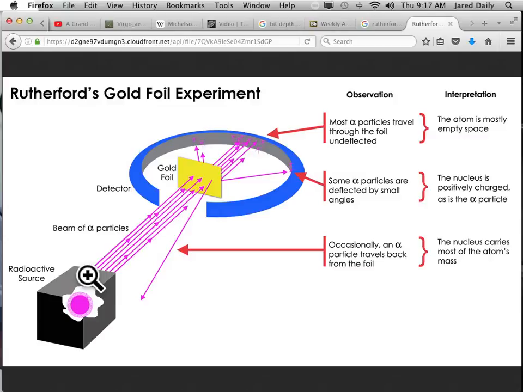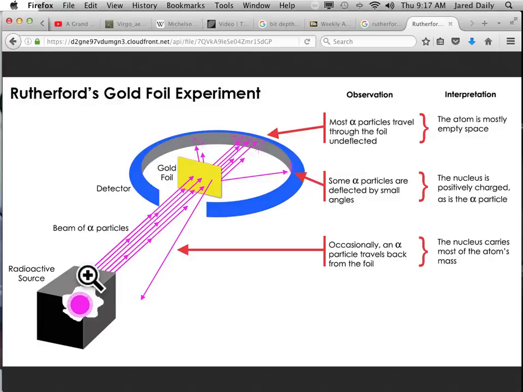His thought was that most of them would go straight through, just like firing bullets through a cake. But every once in a while, one of these bullets would encounter one of these charges, one of these raisins in the cake, and get close to it, and that would make it turn because it would get attracted or repelled by those charges. That's what he thought would happen. And that's exactly what happened.